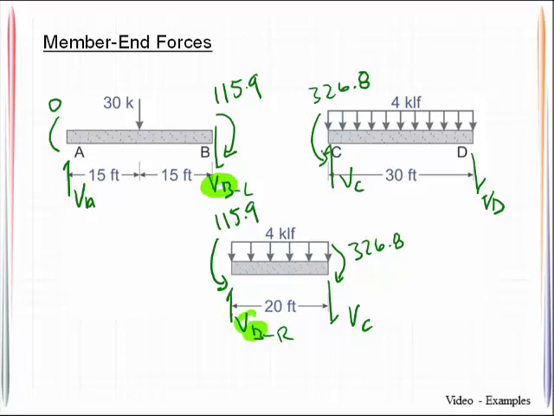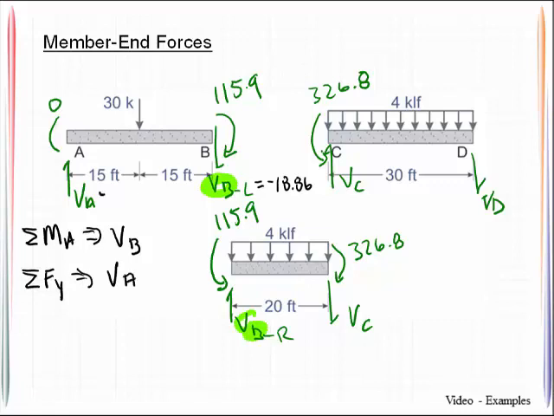What we would need to do from this point is we would go back to member AB, and we would start running equilibrium to solve for what those unknown shears are. So I would take the summation of moments at A, and what that would solve for me is it would find VB. Now I'm not going to write out the equilibrium equations. If you need to verify it, you can do that. But what I would find is that it computes out to be a negative 18.86. Then the next equilibrium equation I would run is summation of forces in the Y, and that would compute out for me VA. If I did that, the value I would come up with is 11.14.